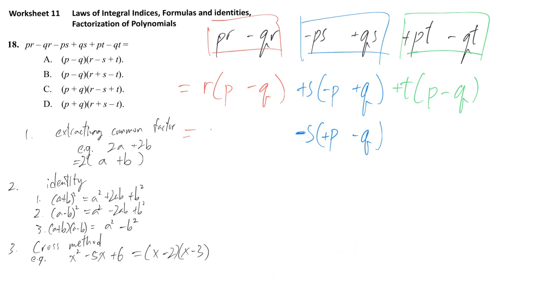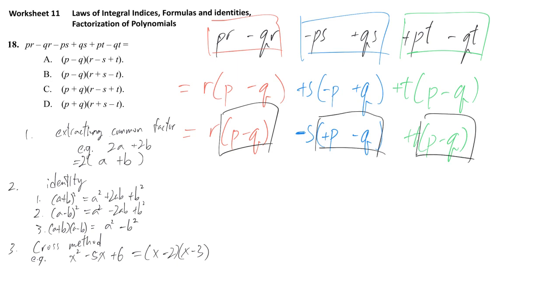After that, we just continue to copy down. Then we successfully create a common factor which is exactly the same. That's why we are going to extract the common factor p minus q in the left hand side. And then we write down what is left term by term. First term, this bracket taken out, r is left. Second term, we take out this bracket, negative s is left. The last term, we take out this bracket, positive t is left.